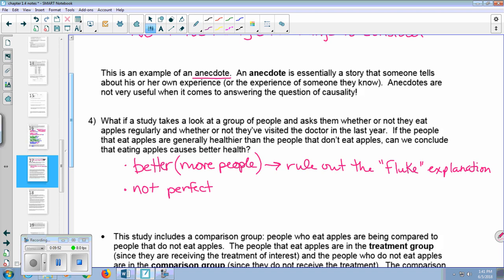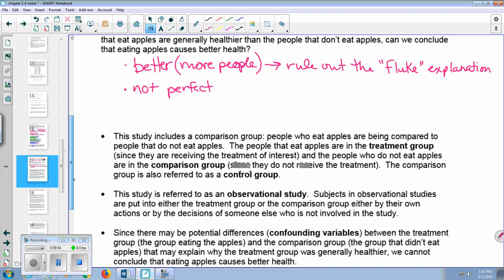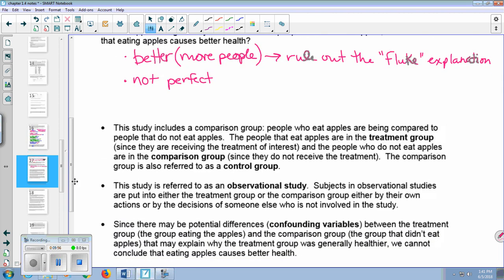Right, so some notes about this situation. This study from number 4 includes a comparison group. People who eat apples are being compared to people that don't eat apples. So that's where it gets a little bit better than the anecdote. People that eat apples are in the treatment group since they're receiving the treatment of interest, which is the eating of the apples. And the people who don't eat apples are in the comparison group since they didn't receive the treatment, or the apples. The comparison group is also referred to as a control group.